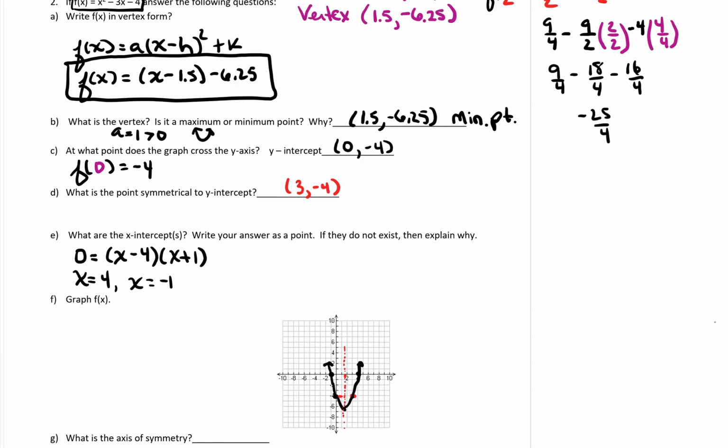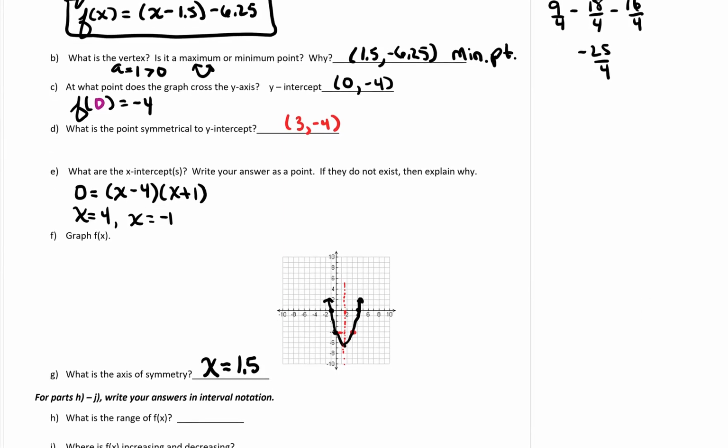Our axis of symmetry is the vertical line that goes through our vertex. So this is x is equal to 1.5 or 3/2. Make sure it's in the form of x equals and not just the number, because this is an equation.